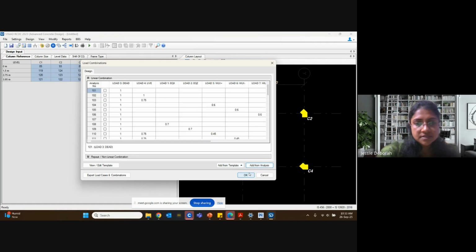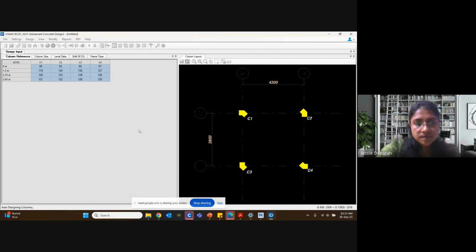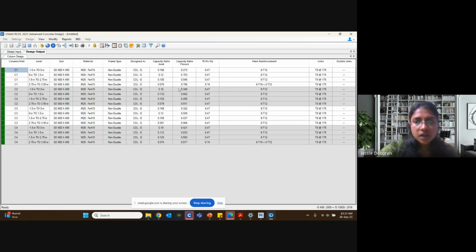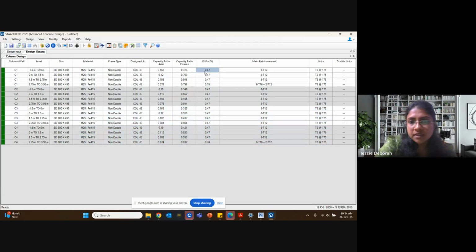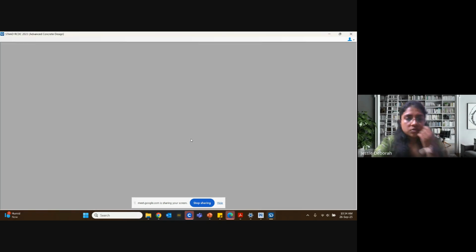From the analysis we will consider, if you see here, all these columns are passing with this detail itself, and our percentage of steel is decent. So we will go ahead with the same rebar. We will take detailing from here and we will close.